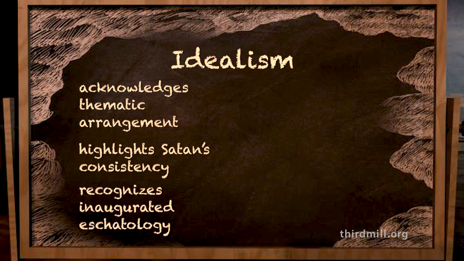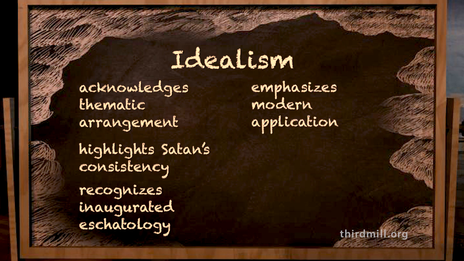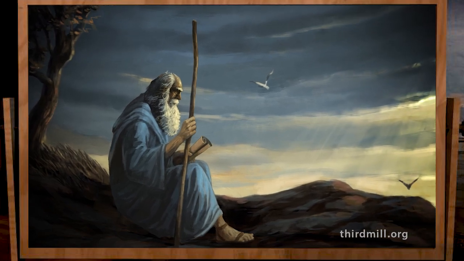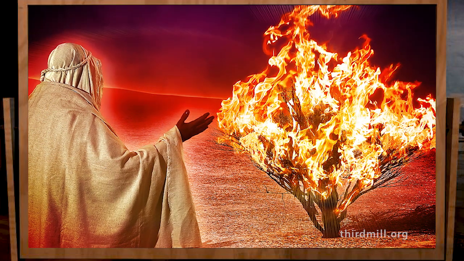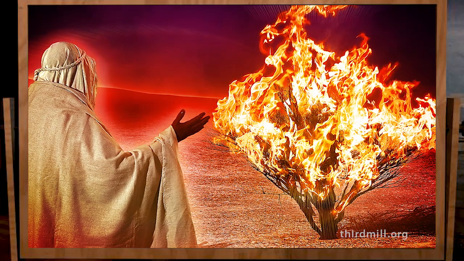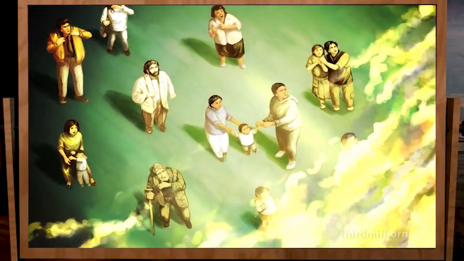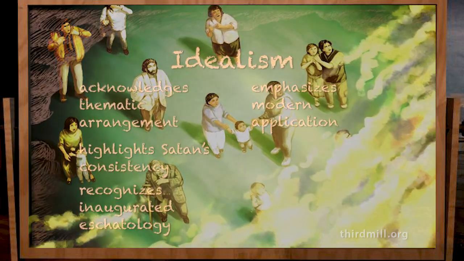Idealism also tends to recognize the general New Testament pattern of inaugurated eschatology that we discussed earlier in this series. And it emphasizes the application of Revelation to our modern situation by generalizing beyond the particular circumstances of the first century and the final crisis. These insights increase our ability to read and to use Revelation as John intended. They help us focus on God's character and on the nature of his dealings with the world. They prepare us to live for him in all periods of history and to hope in Christ's eventual return.